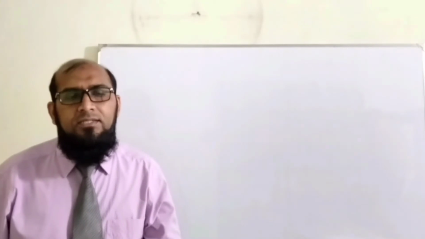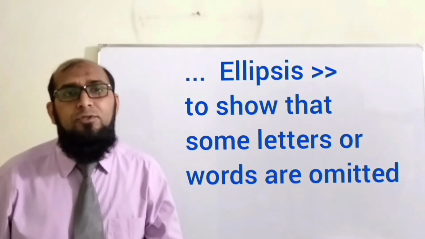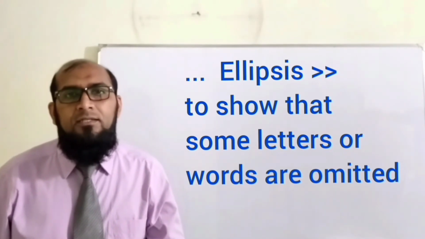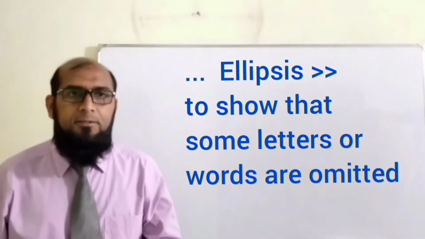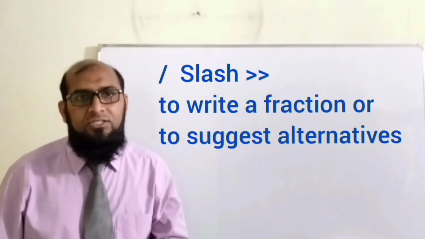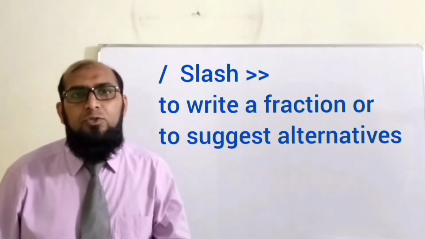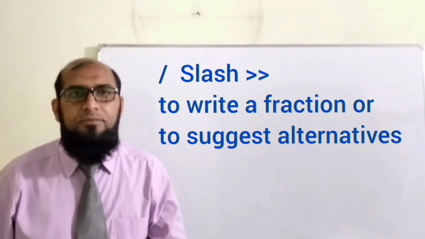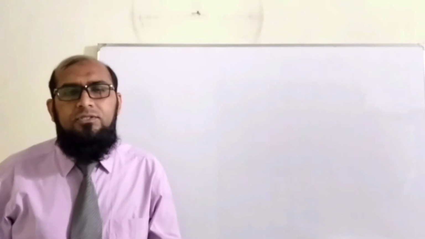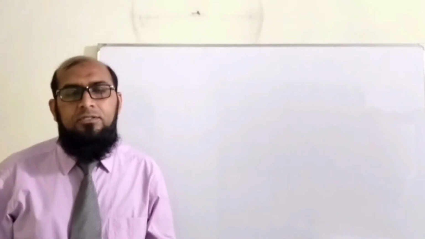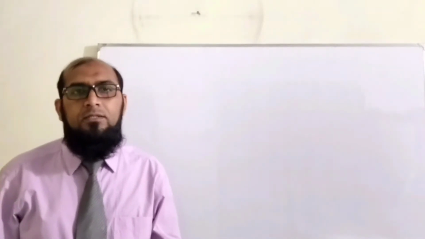Now you can see ellipsis, and we use ellipsis to show that some letters or words are omitted. And finally you can see slash. We use slash to write a fraction or to suggest alternatives. Learners, now I would like to show you a few important corrections of use of punctuation marks.